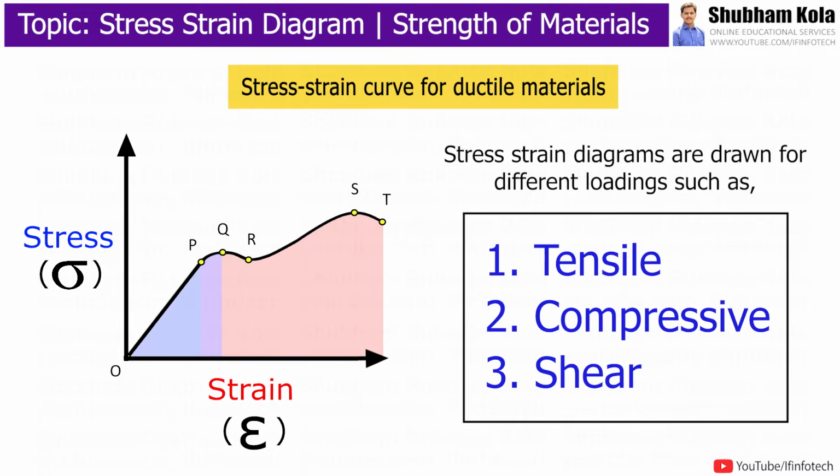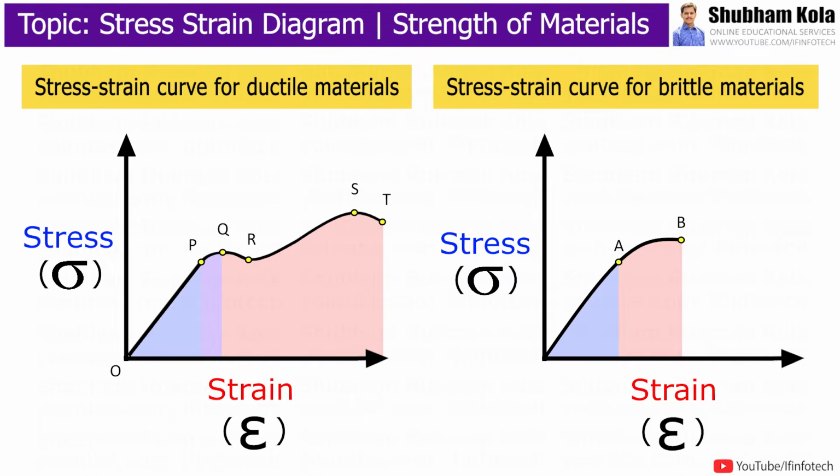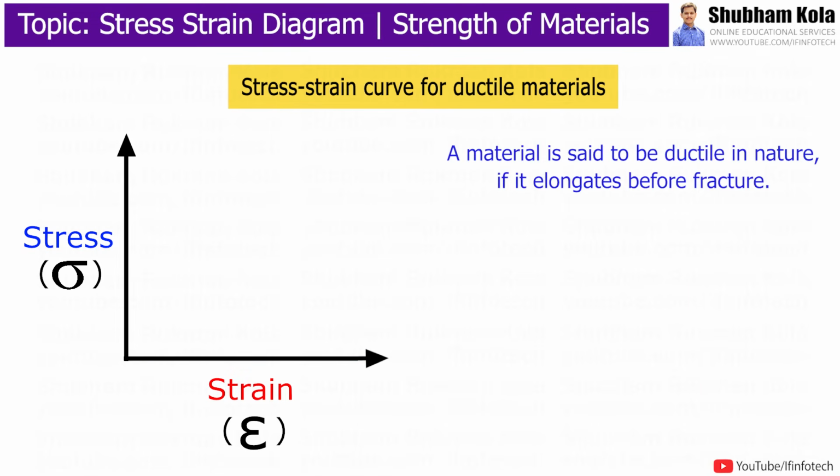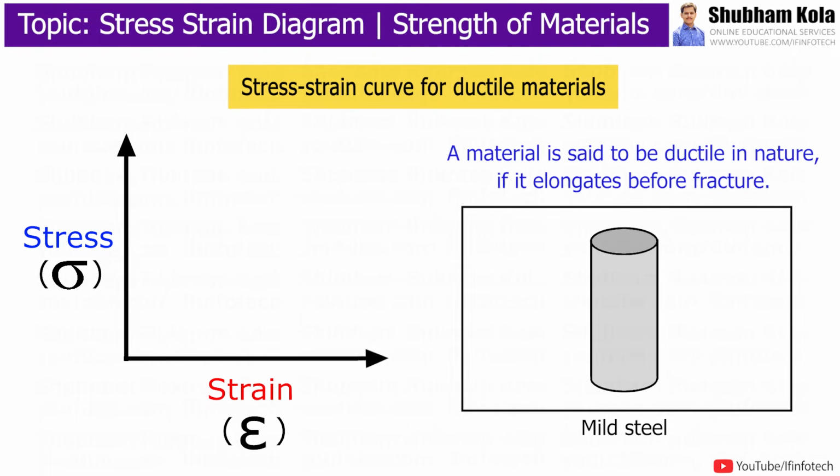Stress-strain diagrams are drawn for different loadings such as tensile stress-strain diagram, compressive stress-strain diagram, and shear stress-strain diagram. Stress-strain curves differ in shape for various materials such as ductile material and brittle materials. A material is said to be ductile if it elongates before fracture. One such material is mild steel.